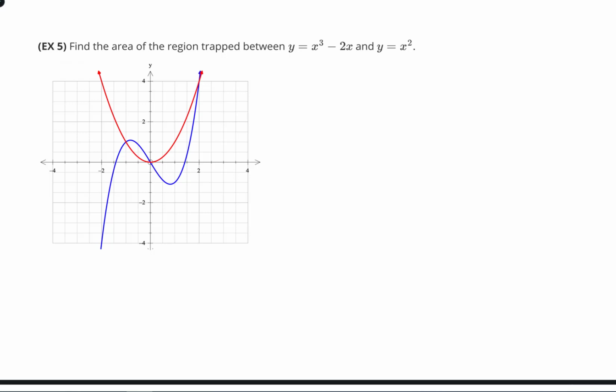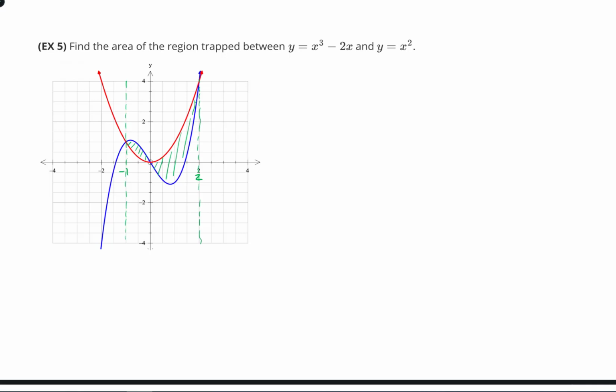So for instance, right here is a finite bounded region, and right here is as well. So we would need to integrate between this point right here where x is -1 up to here where x is 2. So we need to integrate between those two particular values.